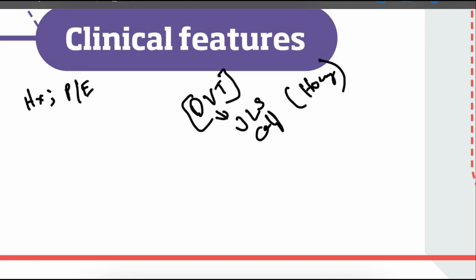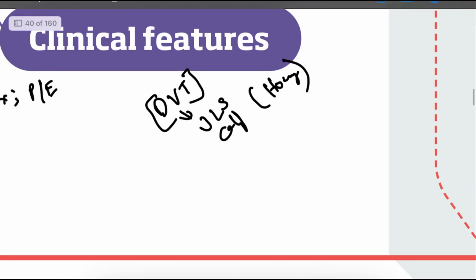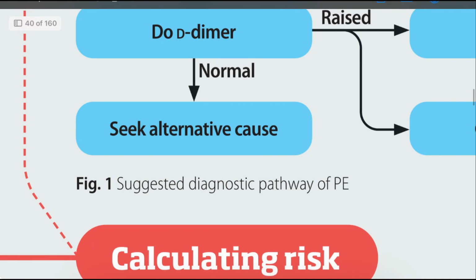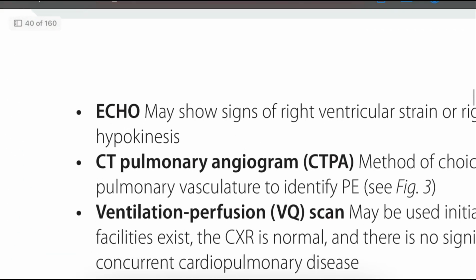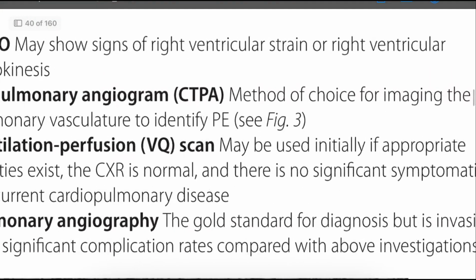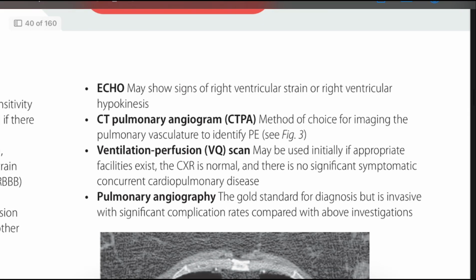Okay, so how are we going to classify severity: massive pulmonary embolism, intermediate risk pulmonary embolism, and low risk pulmonary embolism. In massive pulmonary embolism, we can see shock and hypotension. In intermediate risk pulmonary embolism, we can see right ventricular dysfunction and elevated biomarkers. Next, we can see low risk pulmonary embolism, like stable patients. Okay. So next we can see how to do the investigation.